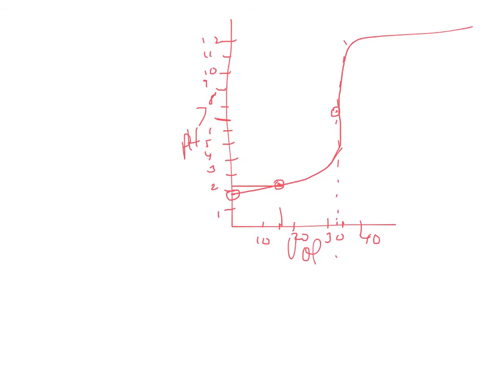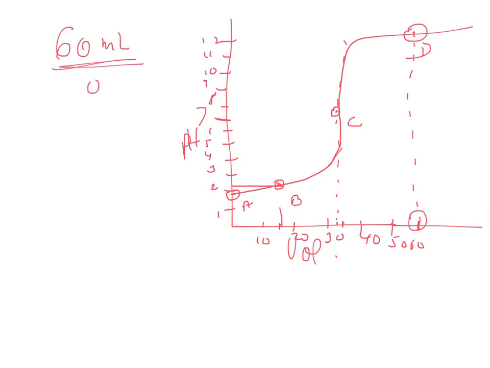So we are done with points A, B, and C. Let's say I need to determine the pH at point D. So I have added, if this is 40, 50, suppose this is 60. This is the part, okay? So I have added 60 milliliters, my base concentration was 0.3 molar.